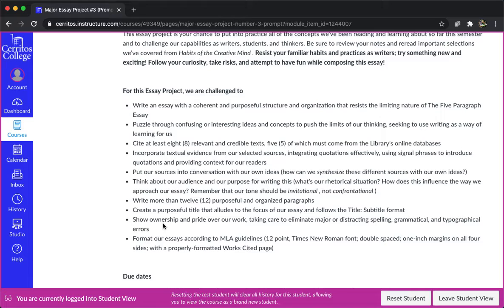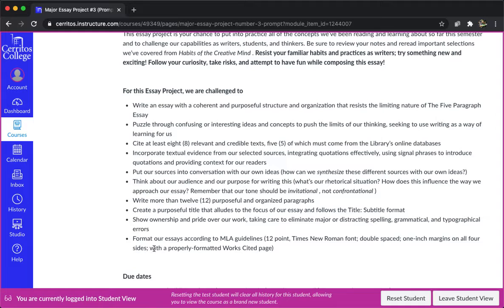So we want to show ownership, that we take care of our work, and that we're proud of the work that we put into it, and we want to make sure that it's a good representation of that work that we put into it, right? So paying attention to that.